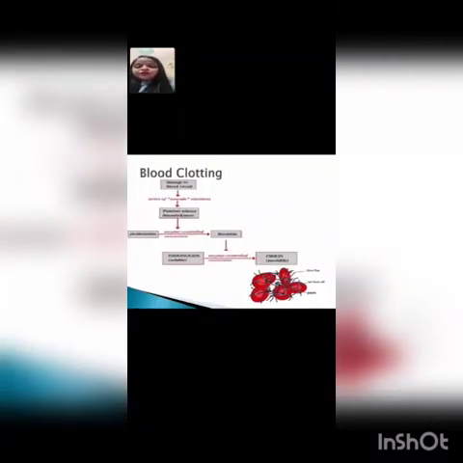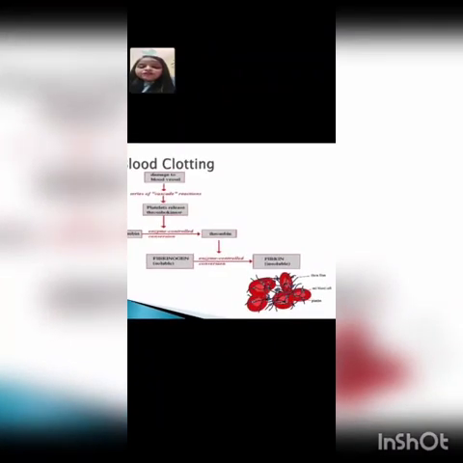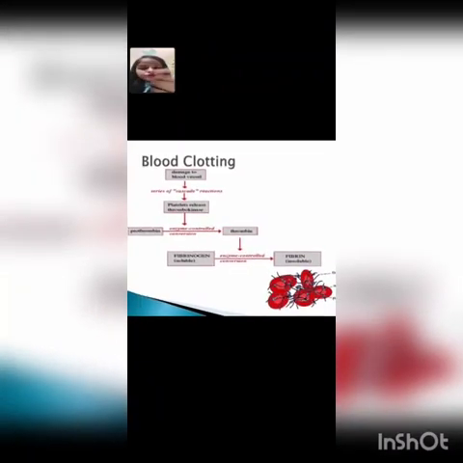Now you can have a look at this flow chart of blood clotting. See, if damage is done to a blood vessel, platelets release thrombokinase. Now these are the enzymes which convert them and help the blood to clot.